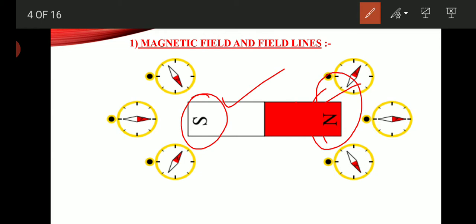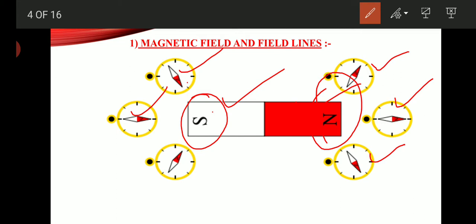And here you can see a compass needle also. The compass needle also behaves like a magnet. North and south poles attract each other and north and north poles repel each other. That is, like poles repel while unlike poles of magnets attract each other.